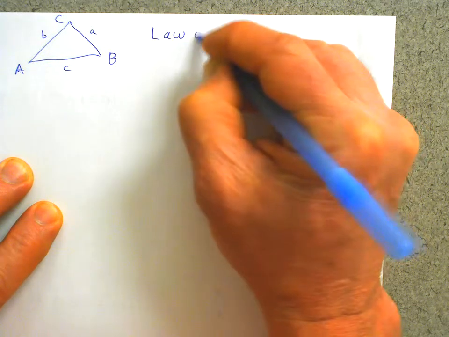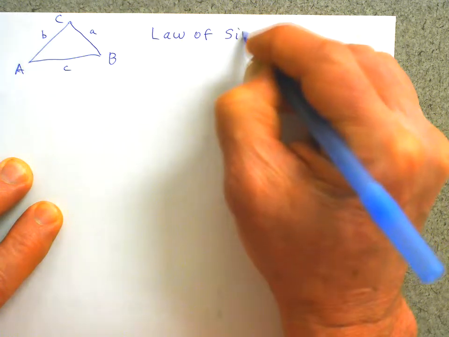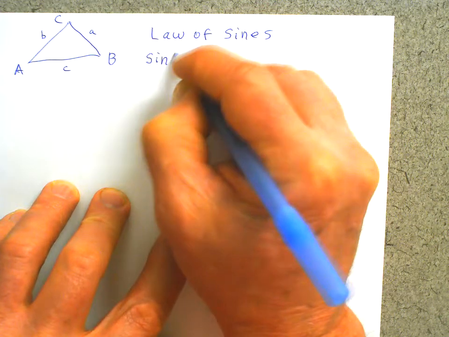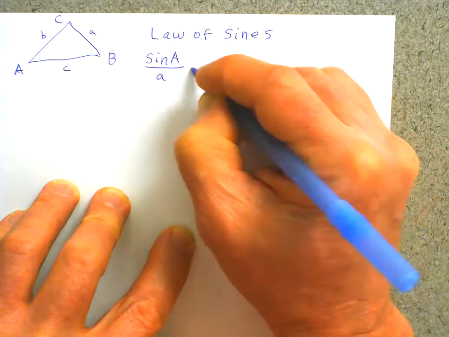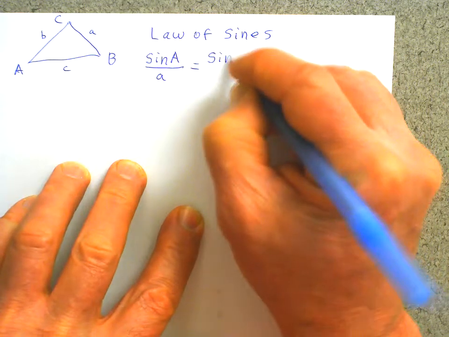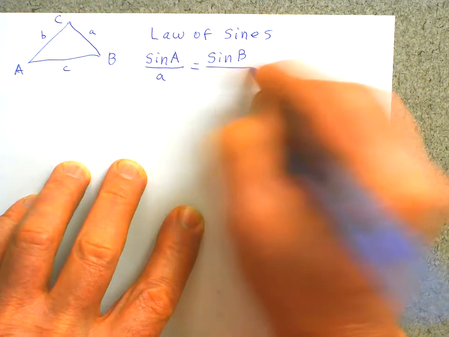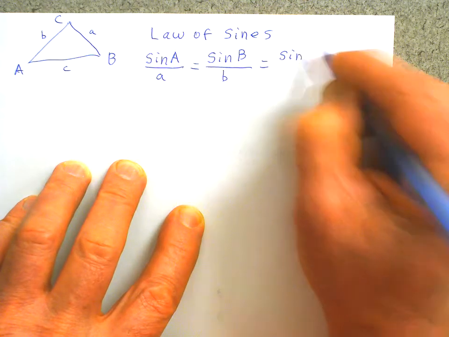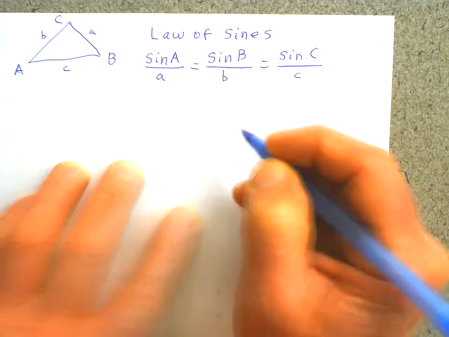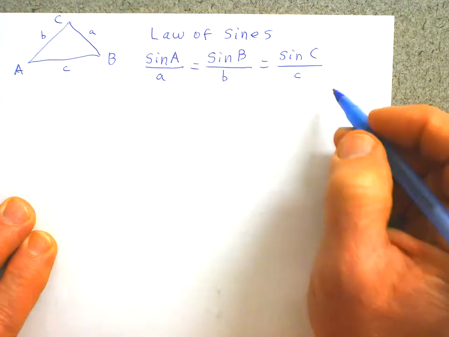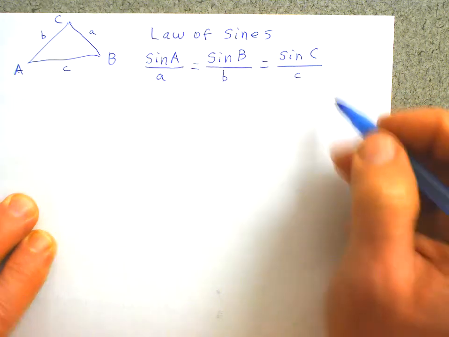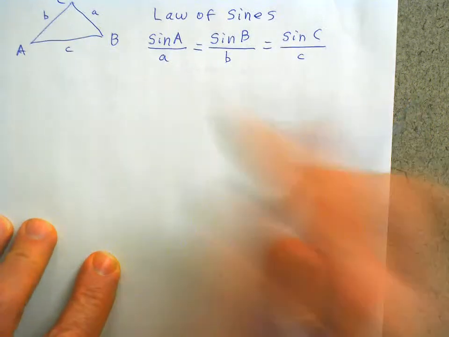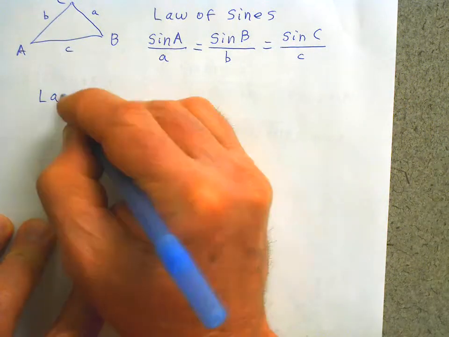So the law of sines, we can write sine of the angle A over lowercase a equals sine of the angle B over lowercase b equals the sine of angle C over lowercase c. Or you can write the reciprocal version. The law of cosines.